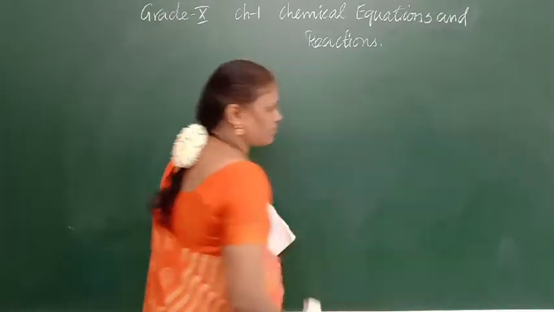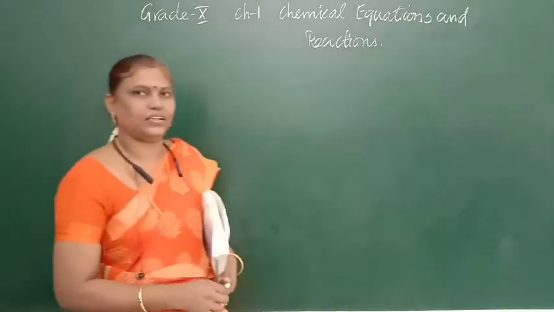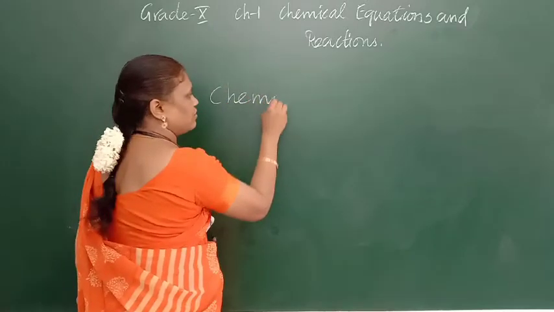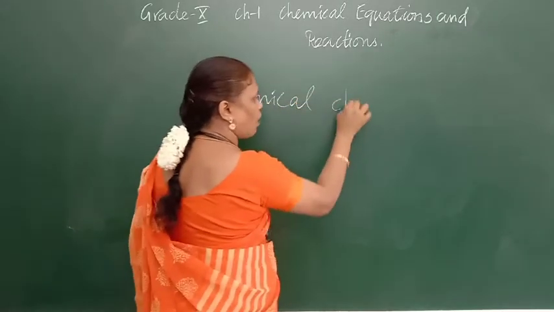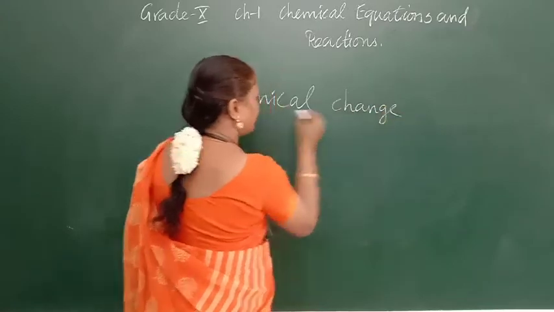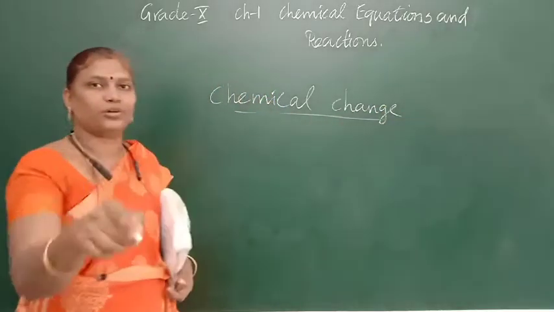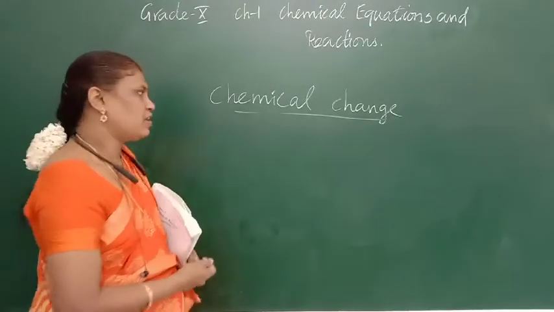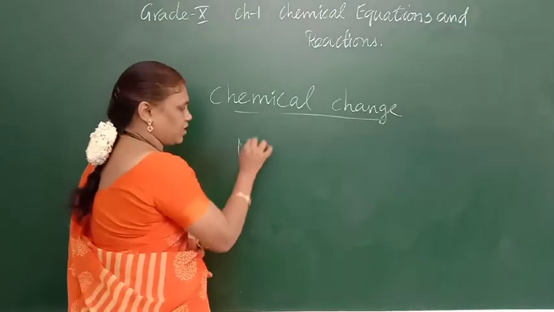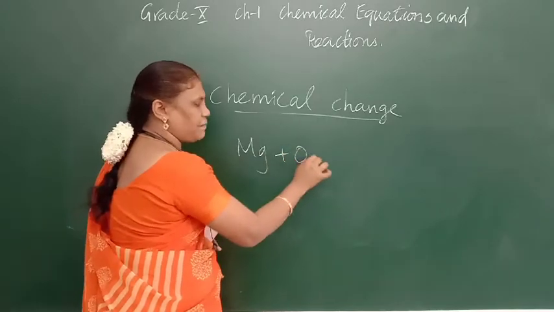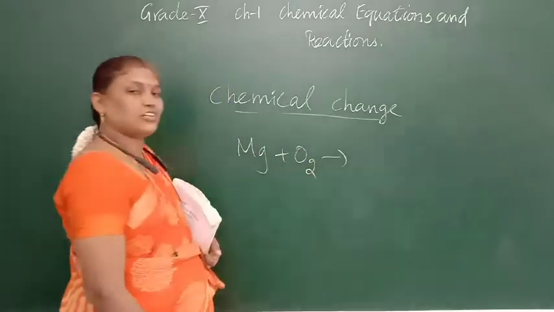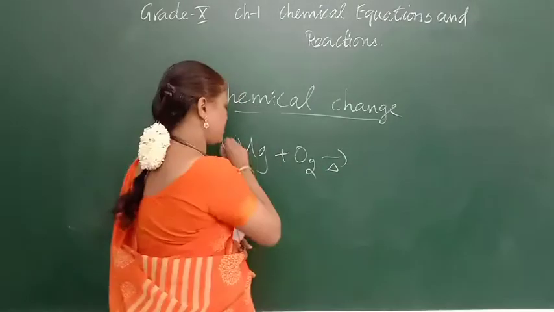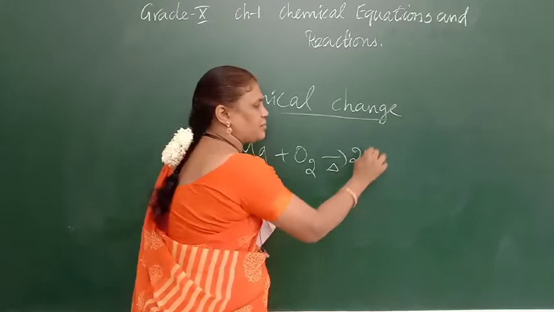Let us see some more examples with the reactions. Okay, so chemical changes. How to identify whether a chemical change has taken place? How can you identify whether a chemical change has occurred or not? First, let us see. It is given in your book that magnesium, when it reacts with oxygen when it is heated, gives magnesium oxide.